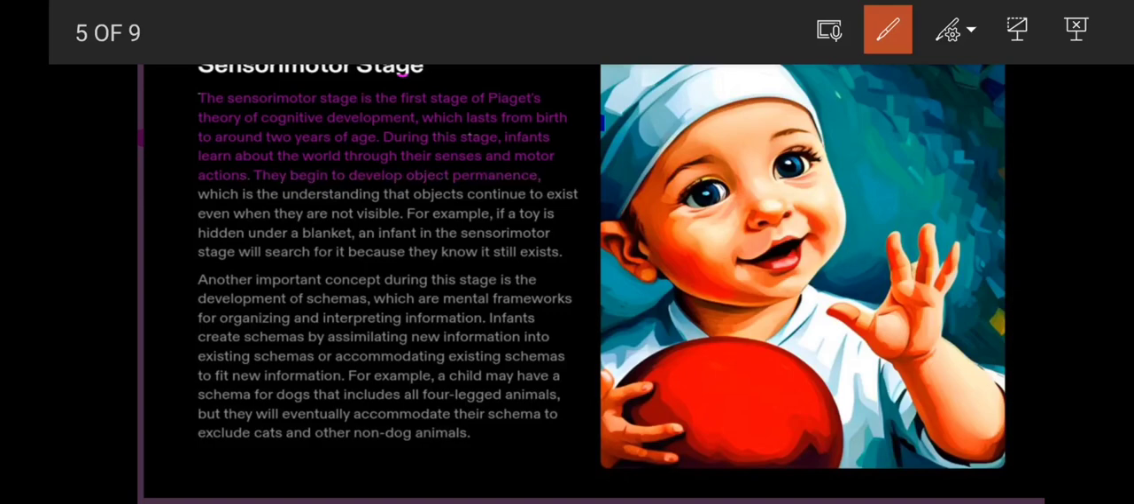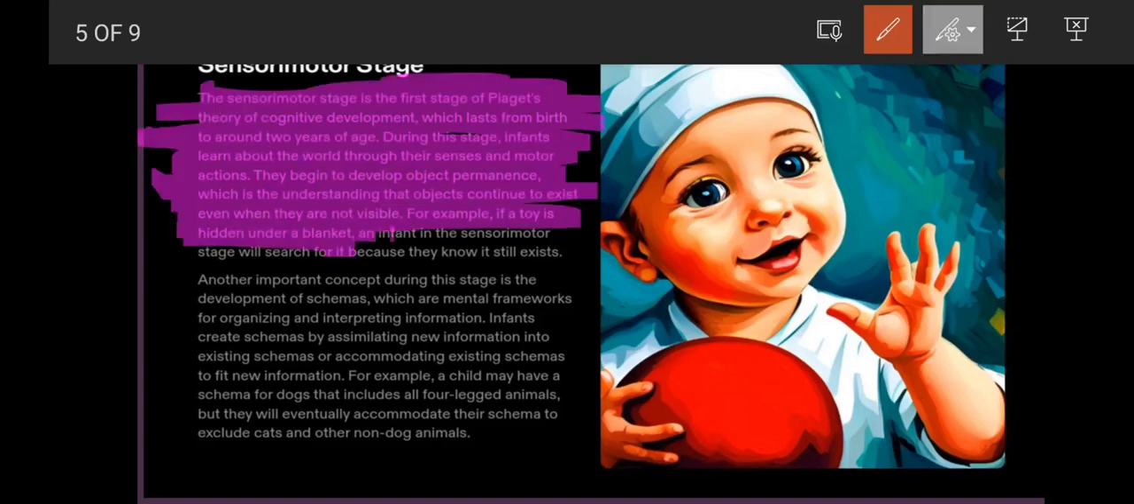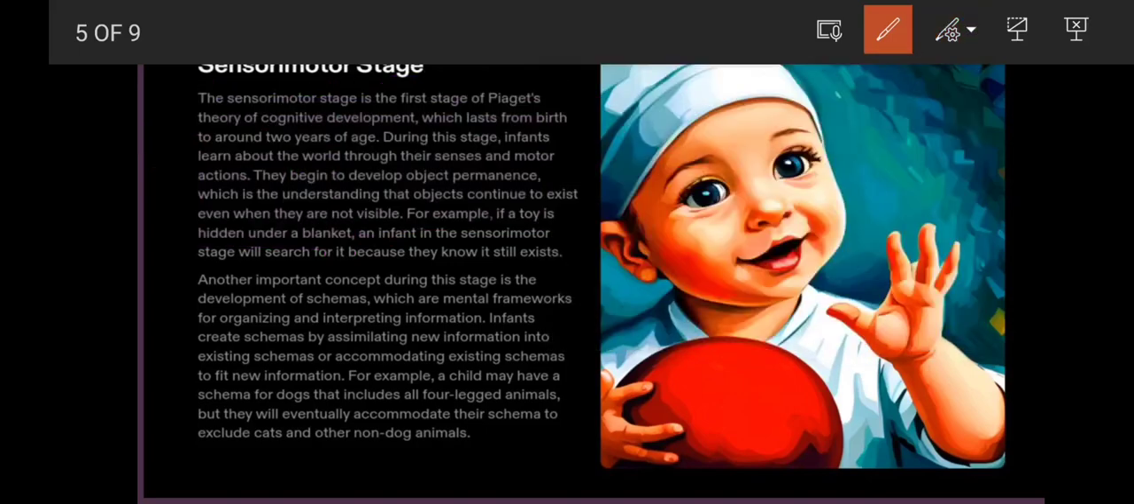In this stage, the child begins to develop object permanence. Object permanence is the understanding that objects continue to exist even when they are not visible. For example, if a toy is hidden under a blanket, an infant in the sensory motor stage will search for it because they know it still exists.